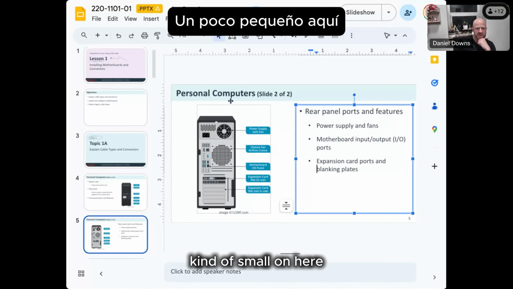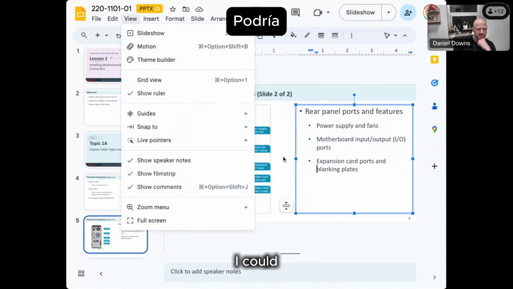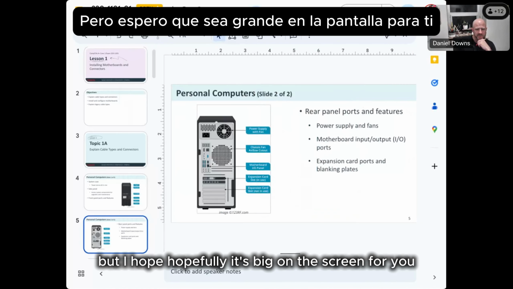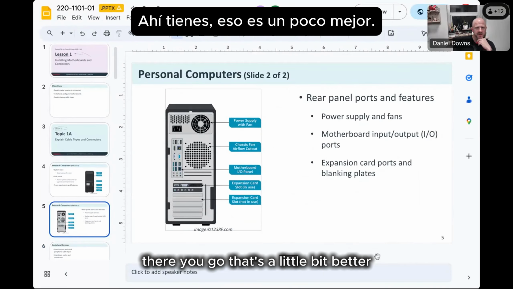Kind of small on here. I don't know if I can make it a little bit bigger. I could, but hopefully it's big on this screen for you. There we go. That's a little bit better.